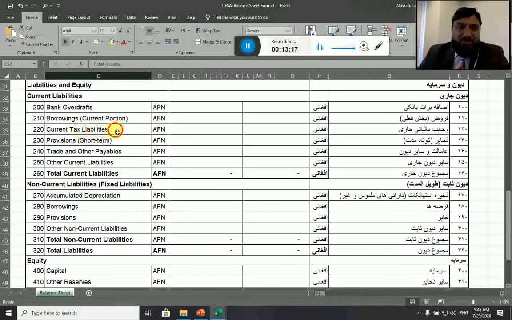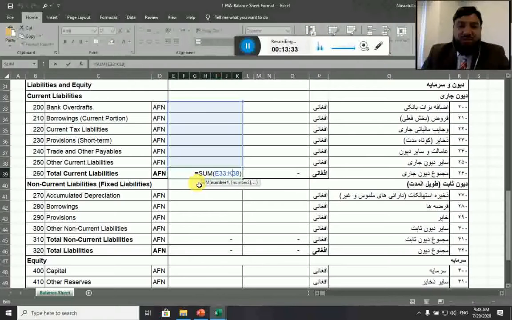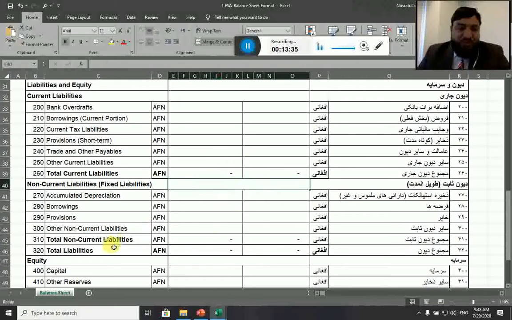Here current tax liabilities, here monthly or quarterly, or those tax liabilities that we will be paying in the future months are reported here if not paid. So this is the current portion of liability, and then we have the non-current portion. We have accumulated depreciation, borrowings, provisions, non-current liabilities.